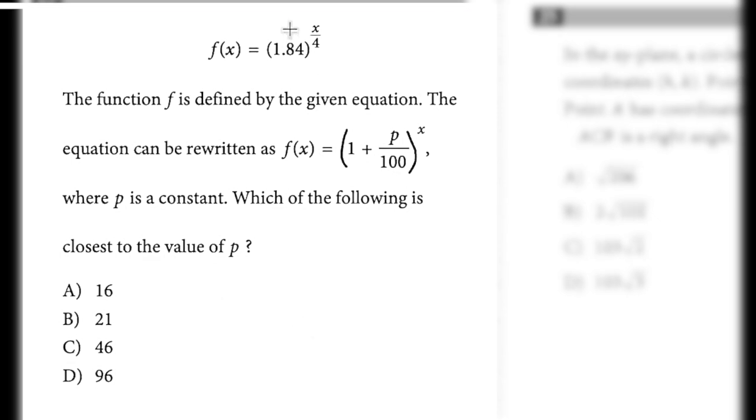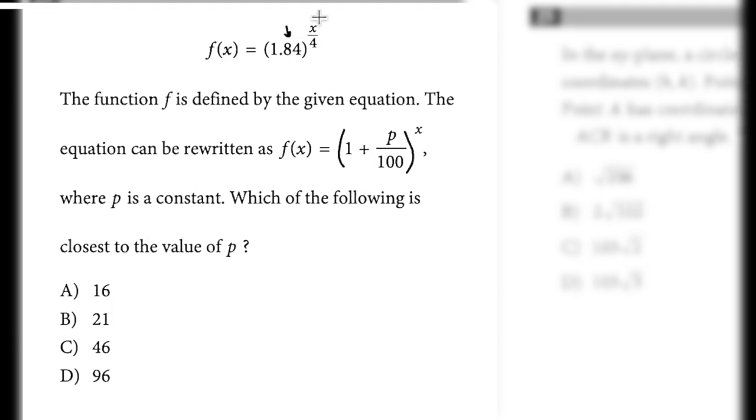We would want to change this 0.84 into 84 over 100, right? That's what it looks like. But we also need to note that this is x over 4 originally, but then it changes to only x. What the heck, right? So let's try to change the original equation so that it is to the x instead of to the x over 4. We could think of it as x times 1/4 or 1/4 x, right?